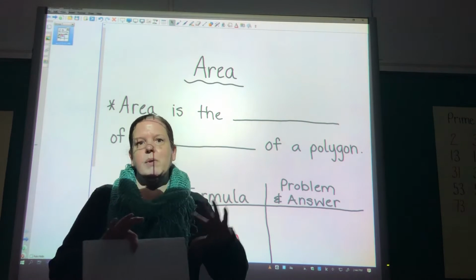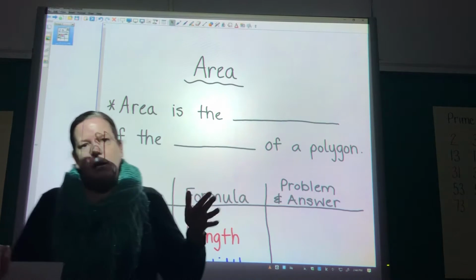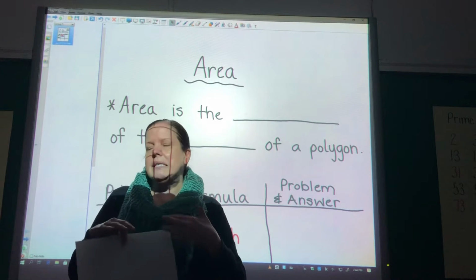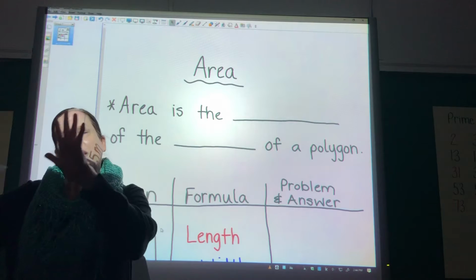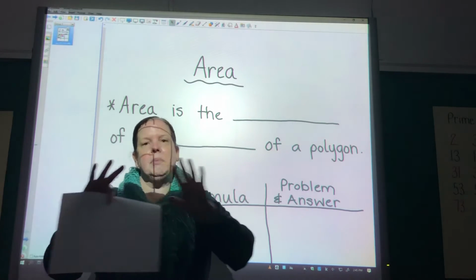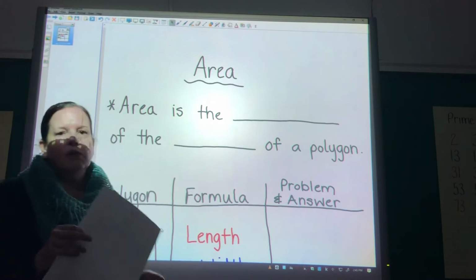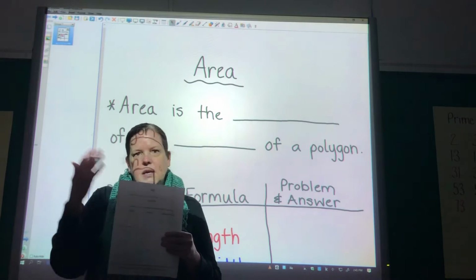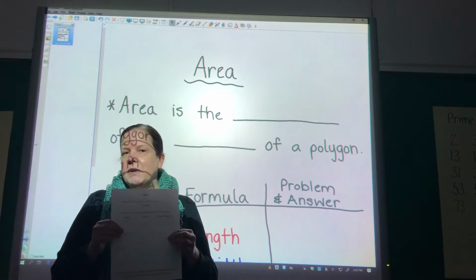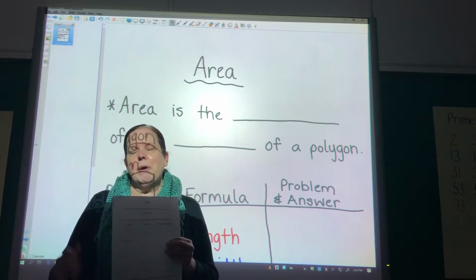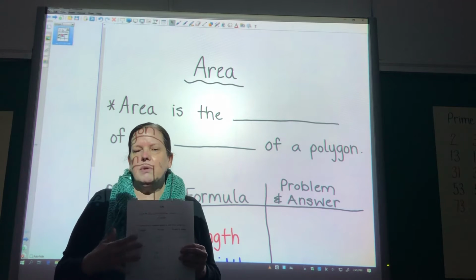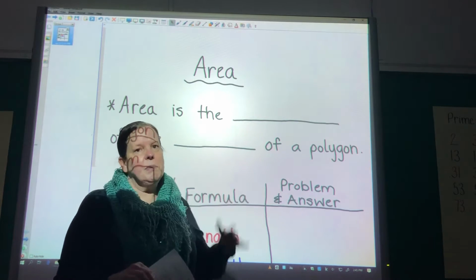All right, so today we are switching over to area. Area and perimeter kind of go hand in hand, but we're gonna hold on perimeter for a little bit and switch over to area. So you have area notes that you can print out. If you can't print them out, you need to write this on a piece of paper and make sure you have everything labeled the way that I have up here.